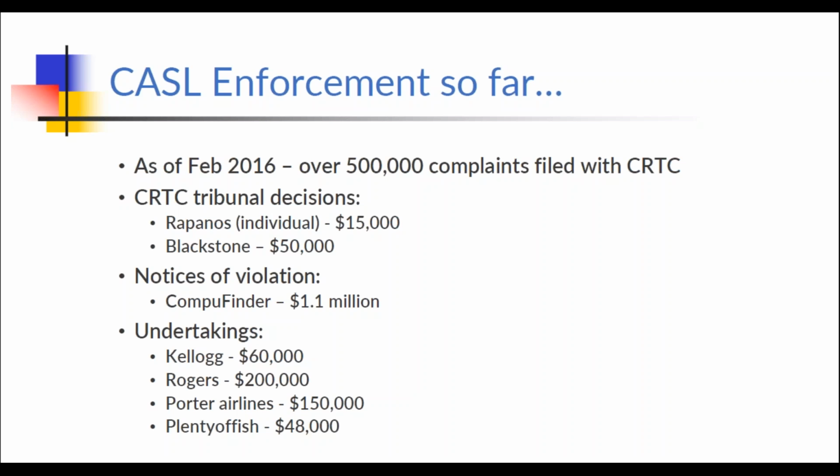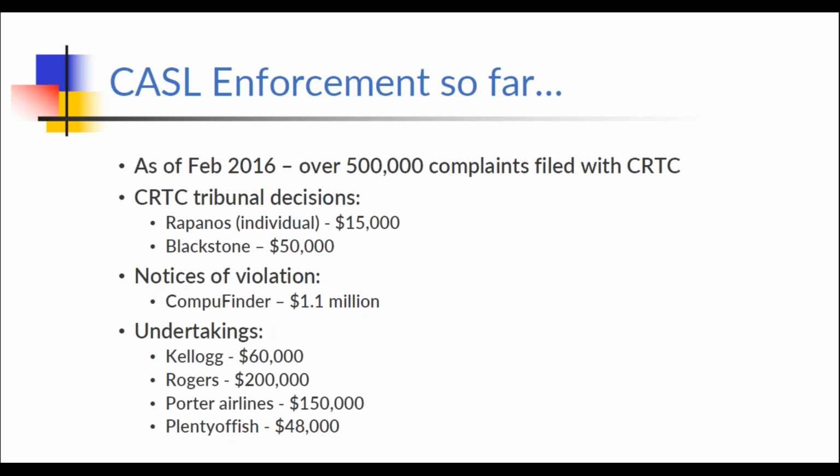CASL is different. CASL is just simple. Someone gets an email, they say, oh, I'm not happy about this. They'll just go to the website, and with a couple of clicks of the mouse, there's an official complaint filed against the organization, and that goes to the CRTC, and the CRTC will investigate and decide what to do about it.